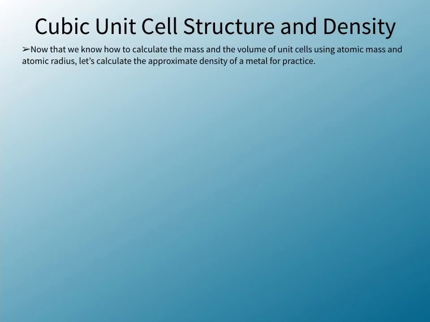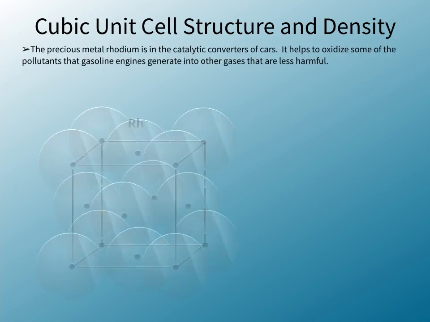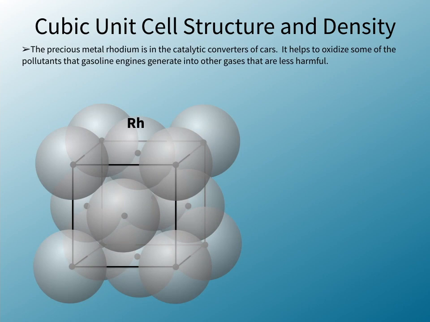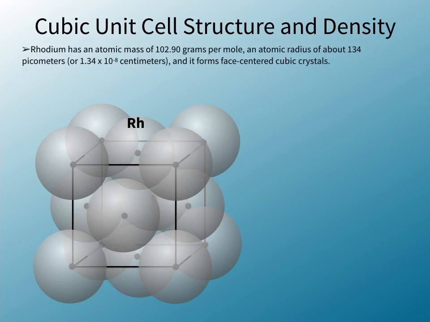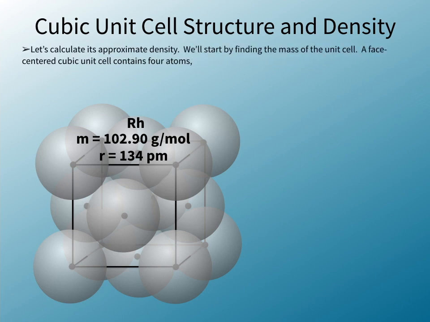Now that we know how to calculate the mass and volume of unit cells using atomic mass and atomic radius, let's calculate the approximate density of a metal for practice. The precious metal rhodium is in the catalytic converters of cars. It helps to oxidize some of the pollutants that gasoline engines generate into other gases that are less harmful. Rhodium has an atomic mass of 102.9 grams per mole, an atomic radius of about 134 picometers, or 1.34 times 10 to the negative 8th centimeters, and it forms face-centered cubic crystals. Let's calculate its approximate density.